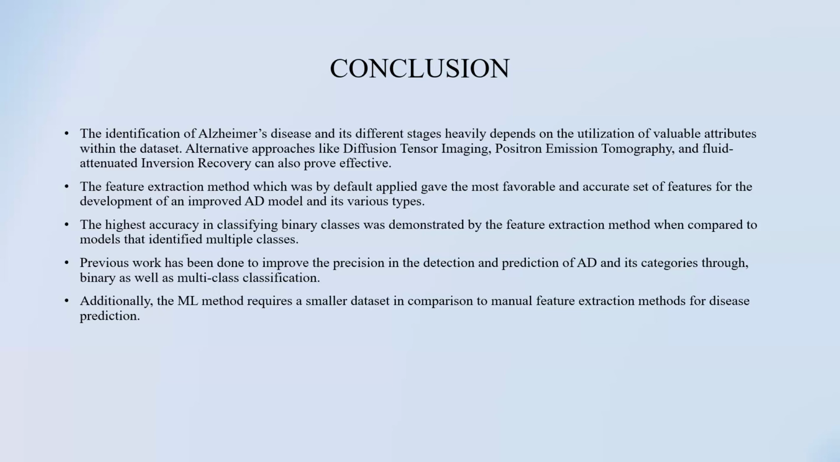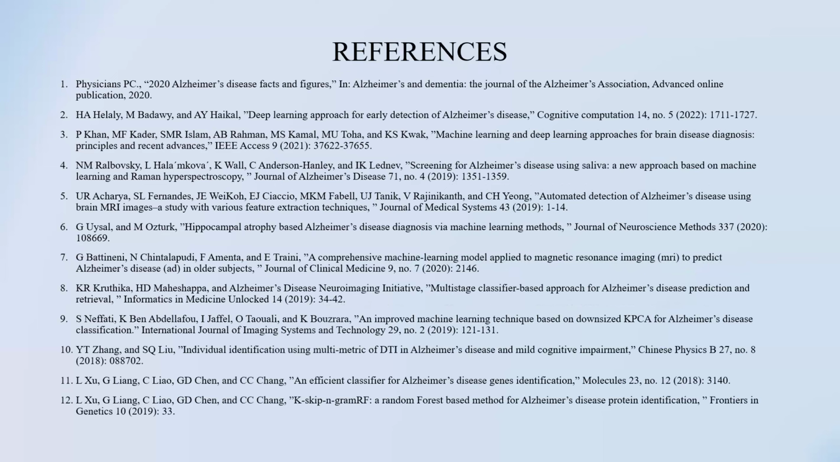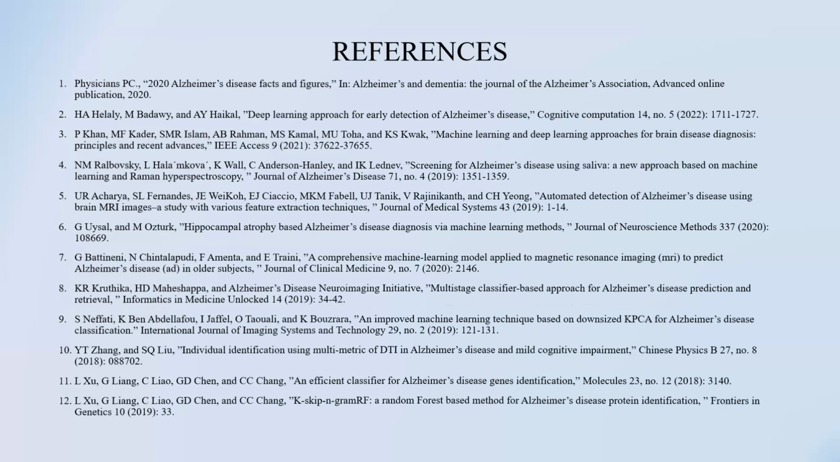Previous work has been done to improve the precision in the detection and prediction of Alzheimer's disease, and it's characterized through binary as well as multi-class classification. And ML methods require a smaller dataset in comparison to manual feature extraction methods for disease prediction. This is the reference.